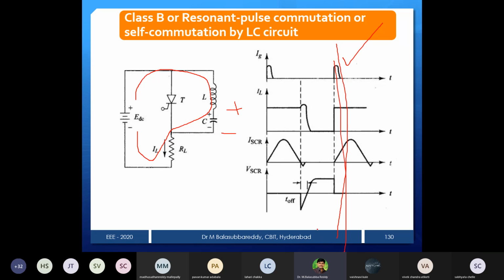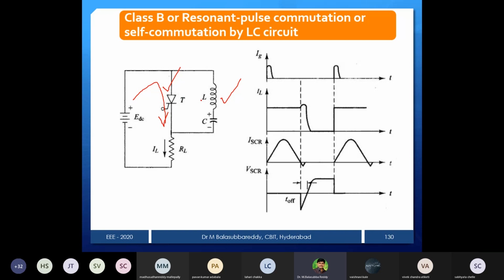So what is our explanation? A very simple explanation. Initially the supply is given to the circuit. The capacitor is going to be charged through the source, inductor and load resistor, and after that at t equal to 0 instant, fire the thyristor T. Then two currents will pass through this. One is the load current, another one is the capacitor current.